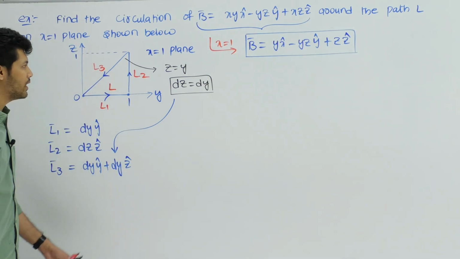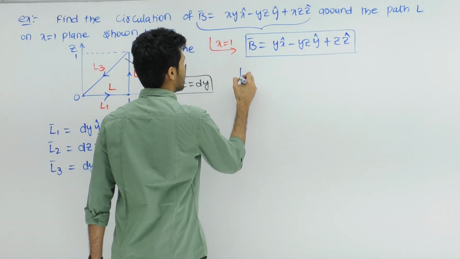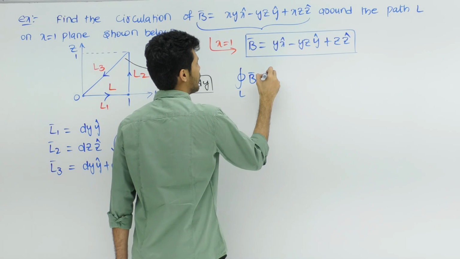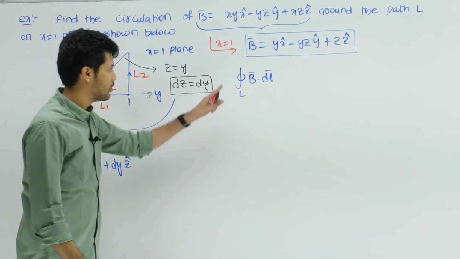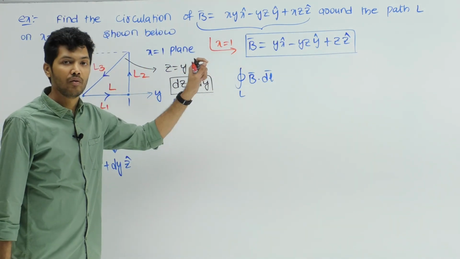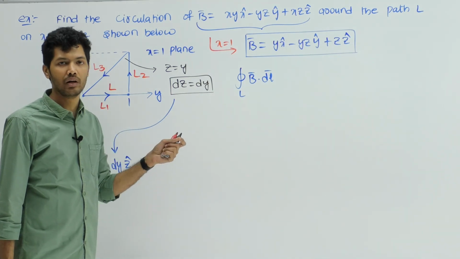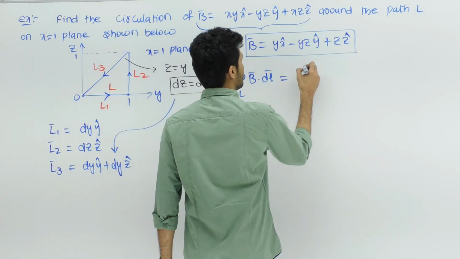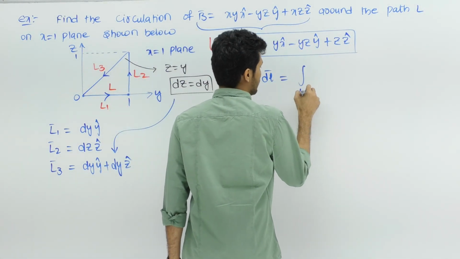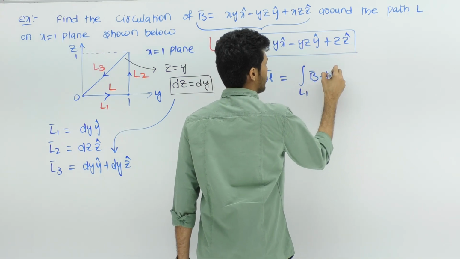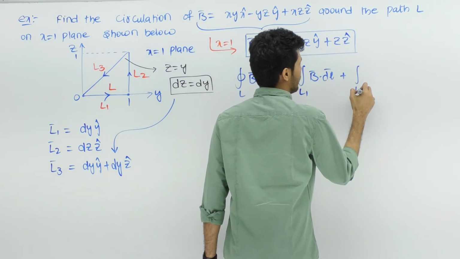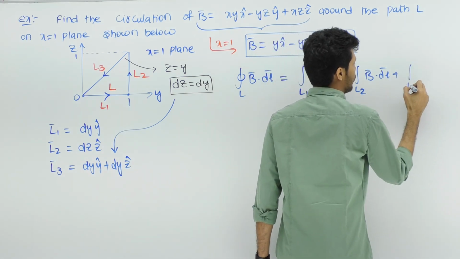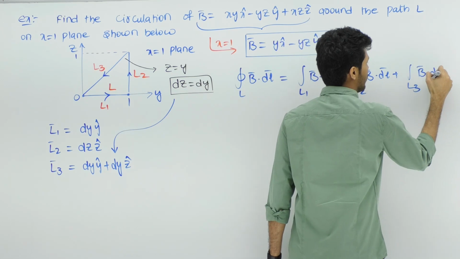Now let us calculate the closed integration. The closed integration of the vector we have been given is the closed integral of B bar dot dl bar. We have taken a contour here, which indicates that the integration we are performing is a closed line integration. Can we divide this into 3 open line integrations? Yes, that is the integral over L1 of B bar dot dl bar, plus the integral over L2 of B bar dot dl bar, plus the integral over the path L3 of B bar dot dl bar.